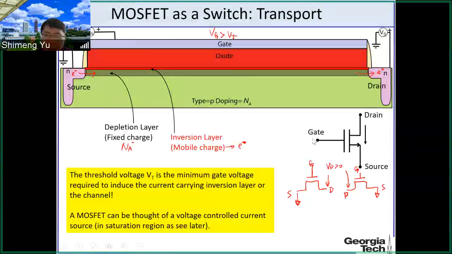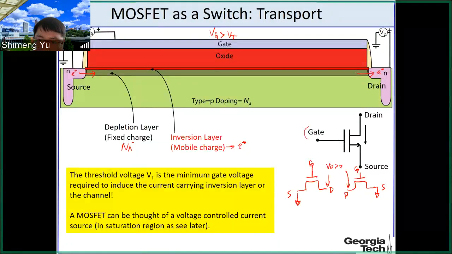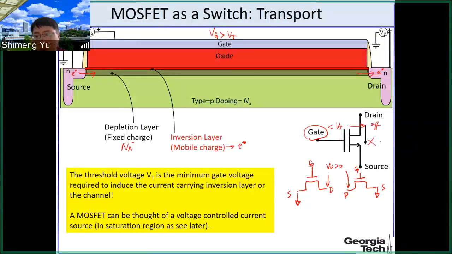So in other words, this MOSFET is like a gate-controlled current switch. Why is that? You first need to look at the gate voltage. Use the gate voltage to turn on and turn off. If the gate voltage is smaller than the threshold, then it's like the off state, and drain and source is more like an open circuit, no current flow. But if the gate voltage is larger than the threshold, we create this channel, and now if you apply drain voltage, then the current can flow.